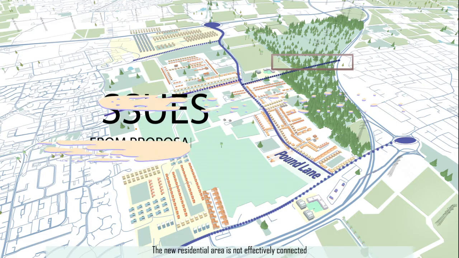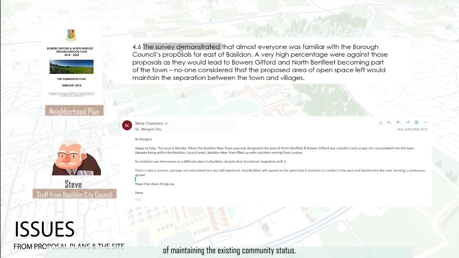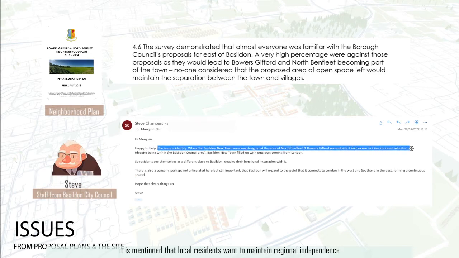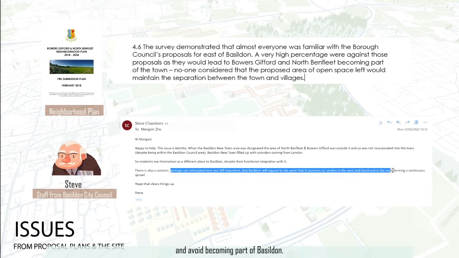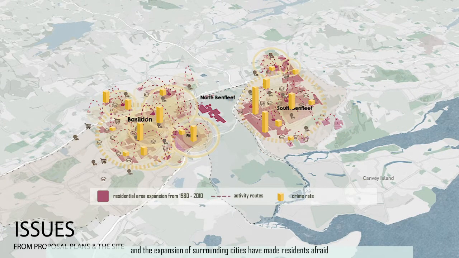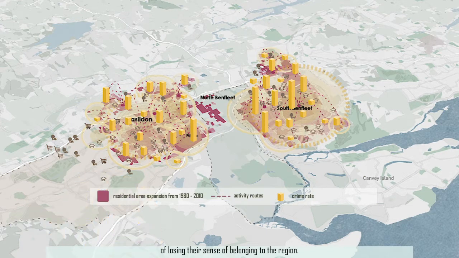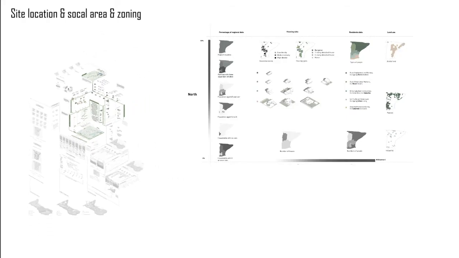The new residential area is not effectively connected to neighboring residential districts, which is in line with the plan's goal of maintaining the existing community status. In the neighborhood plan diagram, it is mentioned that local residents want to maintain regional independence and avoid becoming part of Basildon. From the feedback of local staff, it can be seen that the lack of their own sense of identity and expansion of surrounding cities have made residents afraid of losing their sense of belonging to the region.